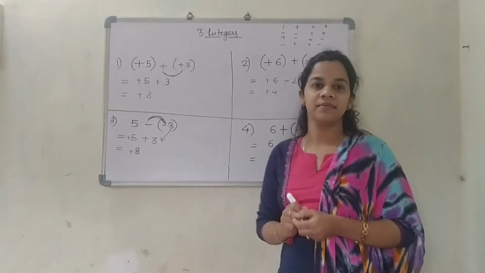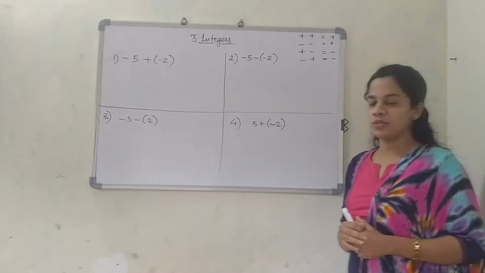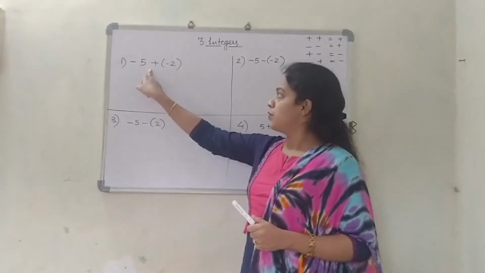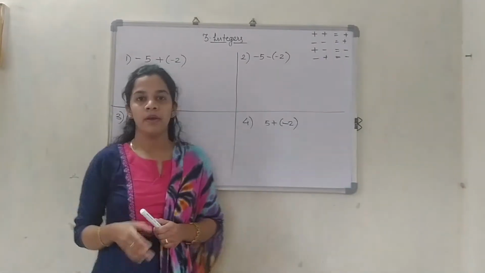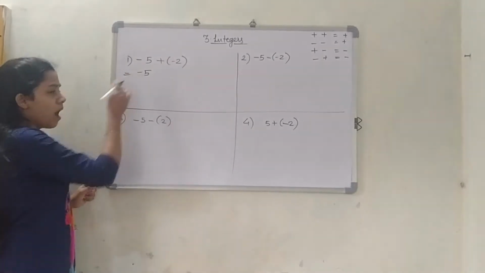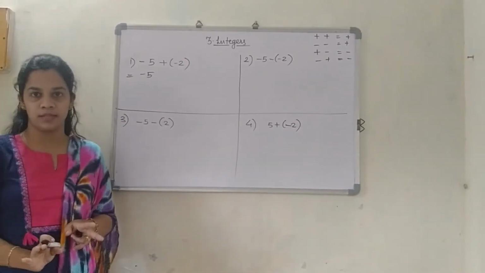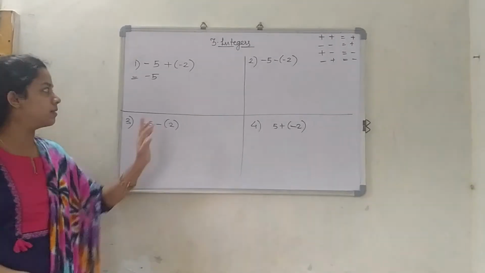Okay, now 4 more questions we will solve on the board. Just focus on them. Fine. Minus 5 plus bracket minus 2. What is our first step? Yes, we are going to write the first number as it is. However it is given to you, just place it as it is. Here it is minus 5, so I am also going to write it minus 5 as it is.